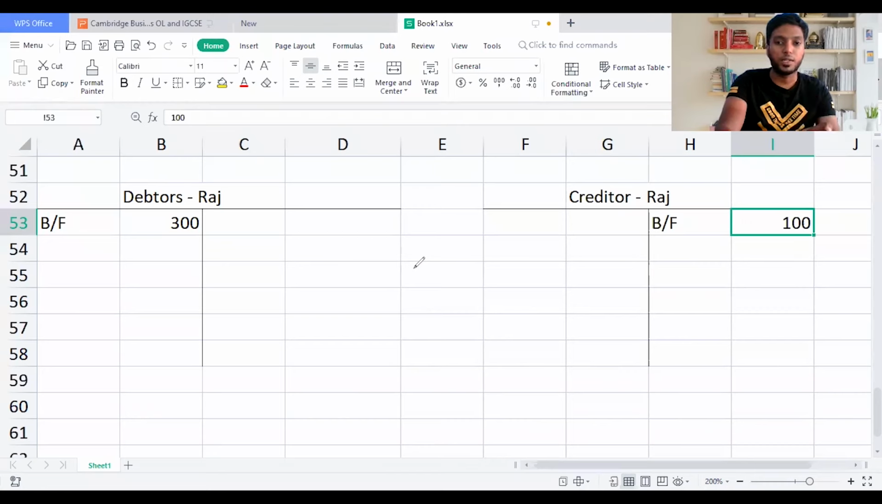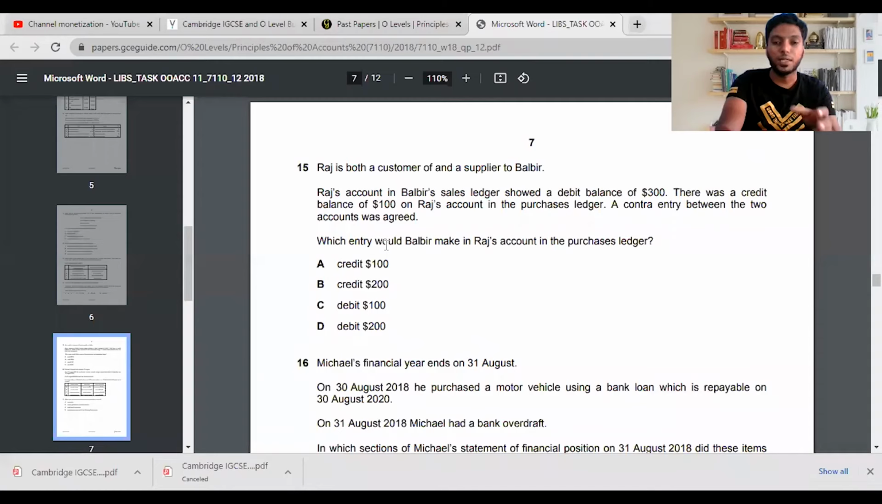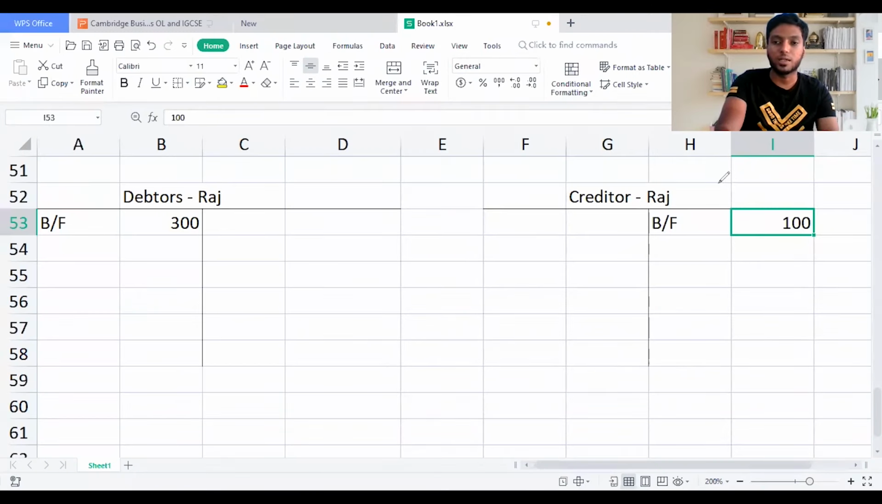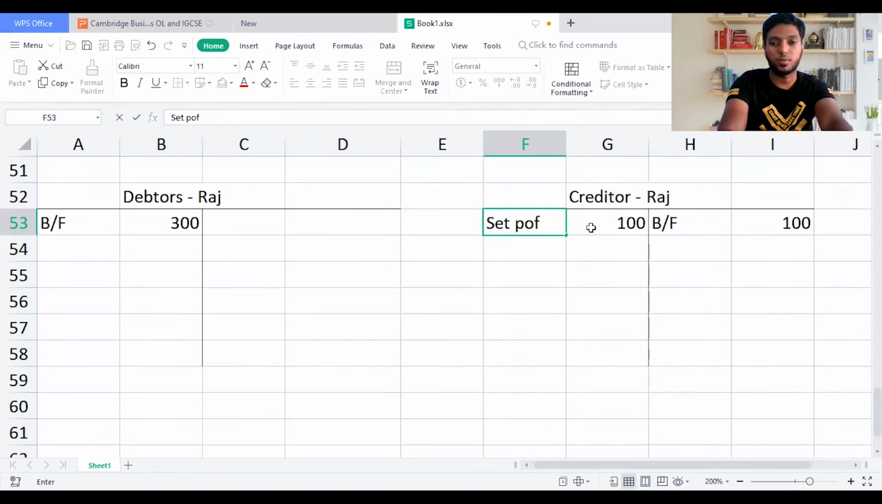Now the question is a very tricky one. They're asking which entry would Balbir make in Raj's account in the purchase ledger, not in the debtors ledger. They're asking what is the amount you will be deducting to set off in the purchase ledger. So this is the purchase ledger. Creditors account is known as the purchase ledger. So in the purchase ledger, if I'm going to set off the balance, I will be setting off 100 here. Okay. And on the credit side of debtors, I will set off as well.